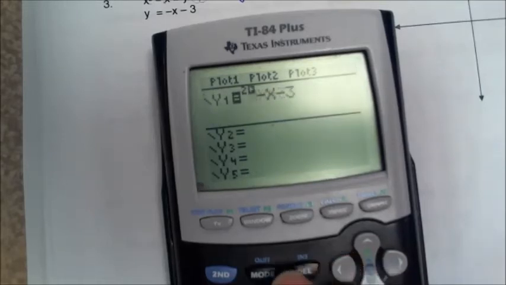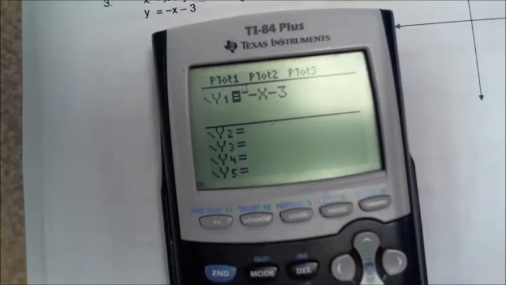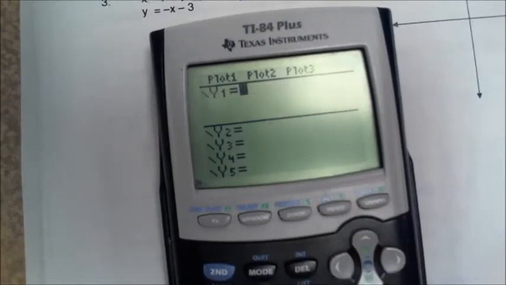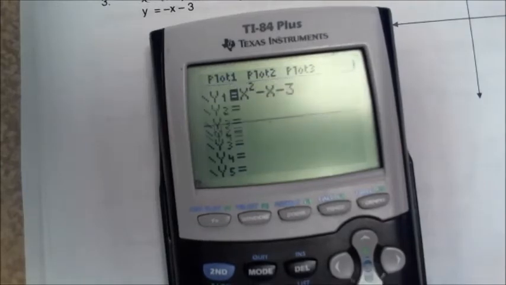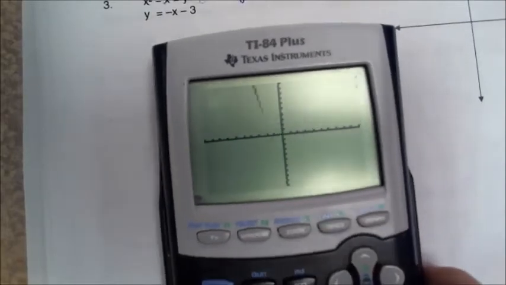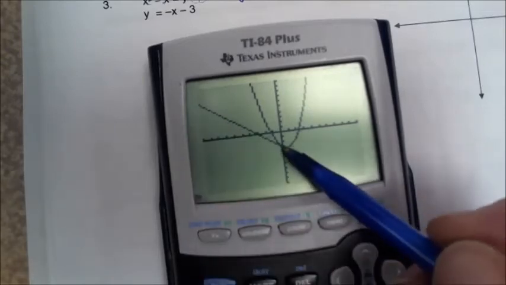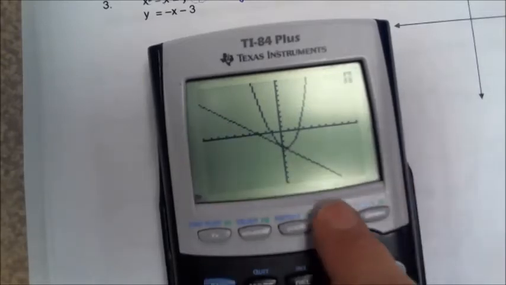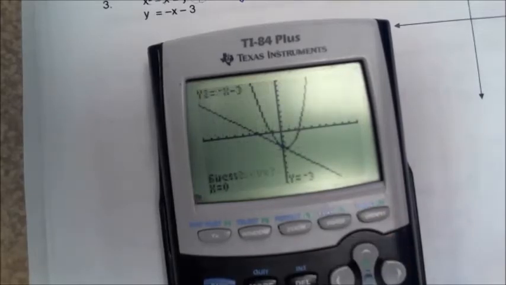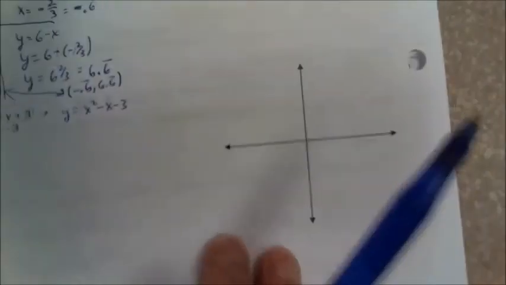Oops, I forgot my x. Oh dear, start over. X squared minus x minus 3, and then y equals negative x minus 3. Take a look at that one. Oh, it looks like this brushes over the parabola just once. So second calc intersect. It looks like the intersection is at 0, negative 3. That's right on the y-axis.